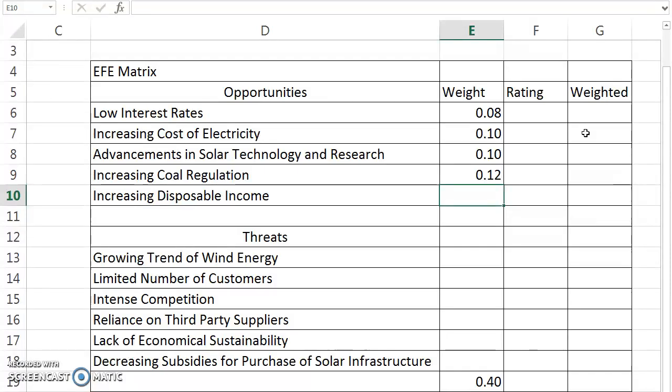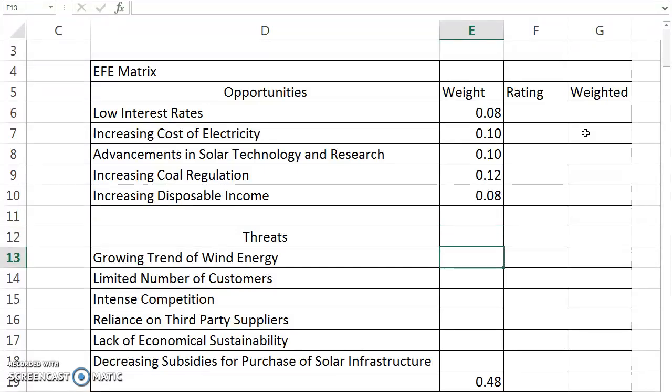Increasing disposable income. The economy is improving, disposable income is increasing, therefore consumer spending and profits increase as well. I think that's fairly significant. I don't know that it's any more significant than low interest rates. I'm just going to give it a 0.08 for now. Now let's go down and look at our threats.